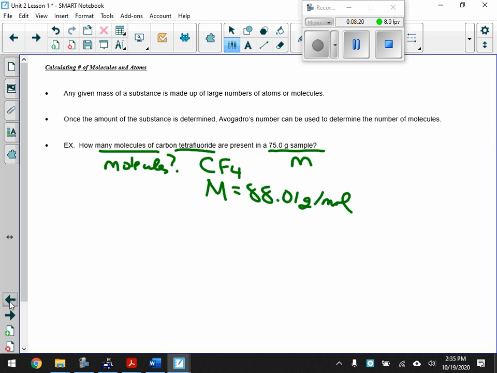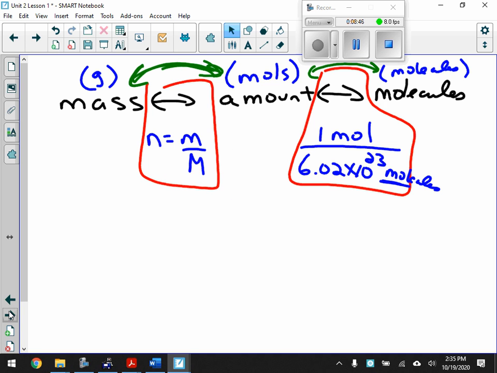Okay? 88.01. So now, I already have 2 numbers here, don't I? And already things are moving along. So I think to myself, okay, really, I had the mass, right? And I want to get to this: how many molecules? So again, if you struggle with this stuff and you're not sure what the question is asking, then you really need to take note of this.